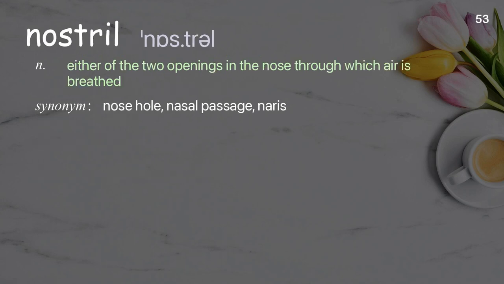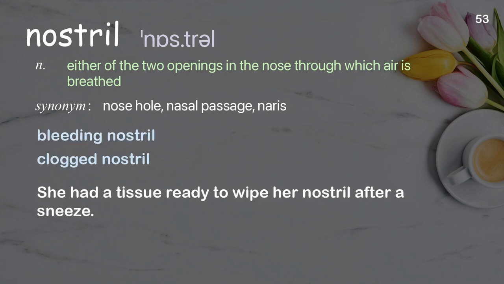Nostril. Either of the two openings in the nose through which air is breathed. Examples: Bleeding nostril. Clogged nostril. She had a tissue ready to wipe her nostril after a sneeze.